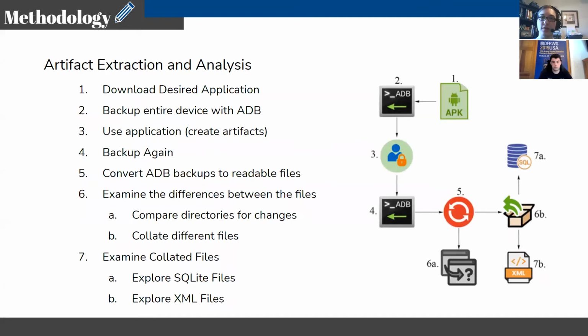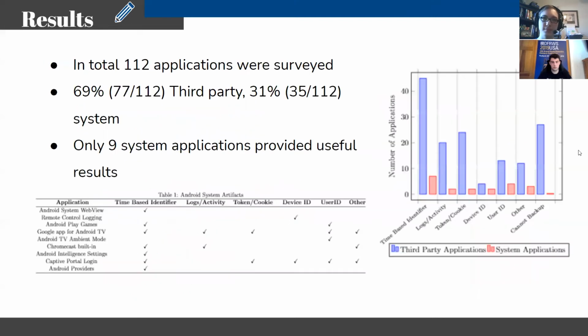To extract and analyze artifacts, first you'd have to download the desired application, then you back up the entire device with ADB and use the application to create some artifacts. Then you back up the entire device again and convert those backups to readable files. Now you can examine the differences between the files to determine what artifacts were stored upon using the application. Then you examine your collated files and look at the SQLite and XML files to see artifacts.